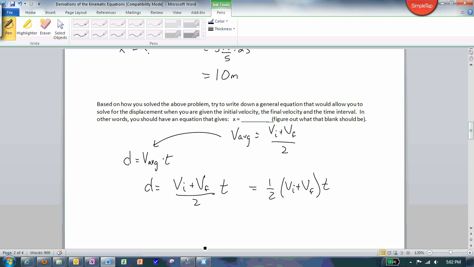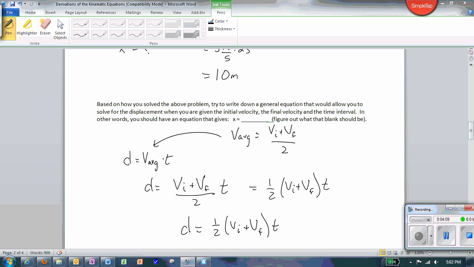And that is our second kinematic equation. Let me just write this all out so it's very clear. The displacement is equal to 1/2 the initial plus the final velocity times the time. And that is the second.